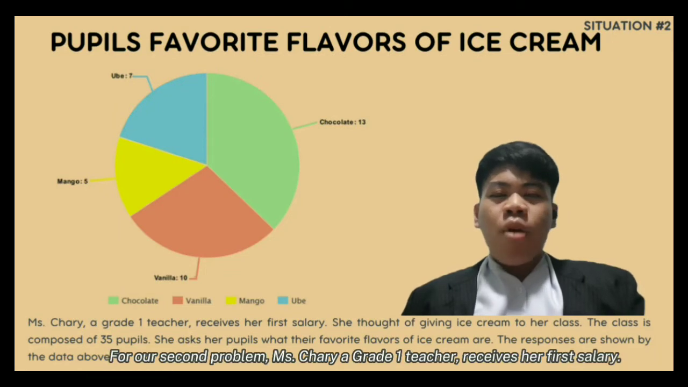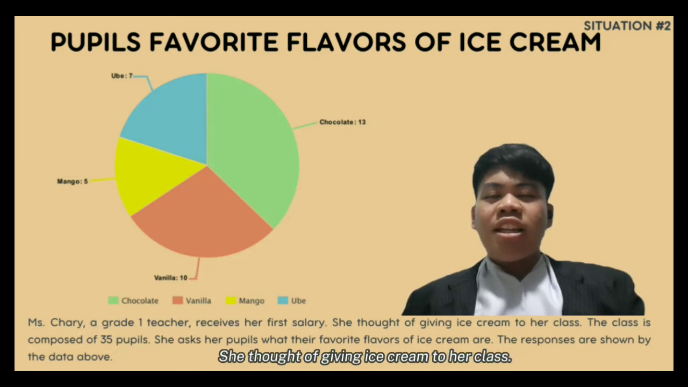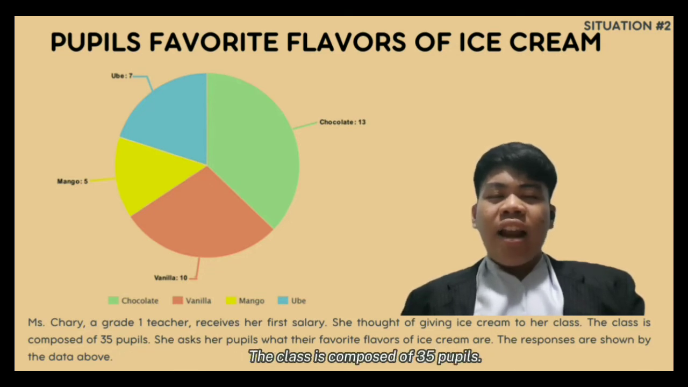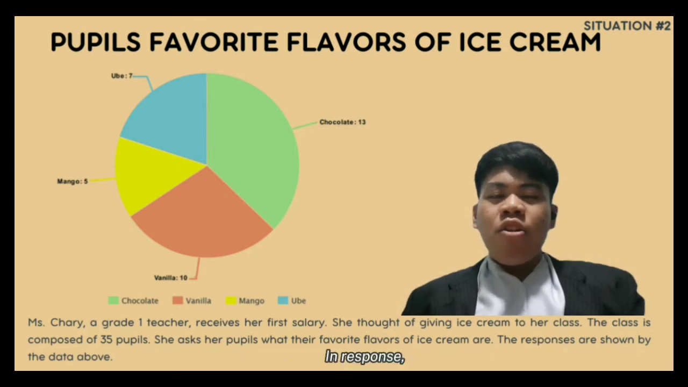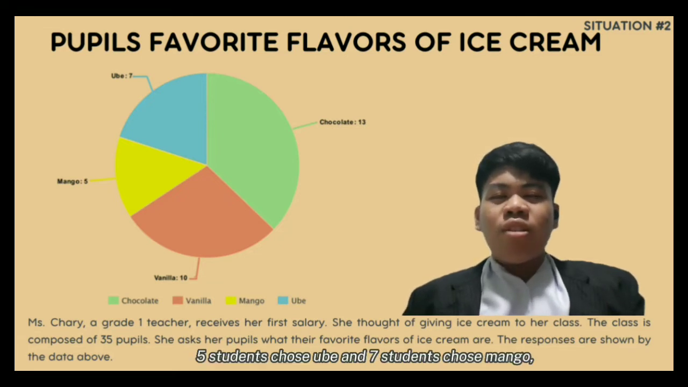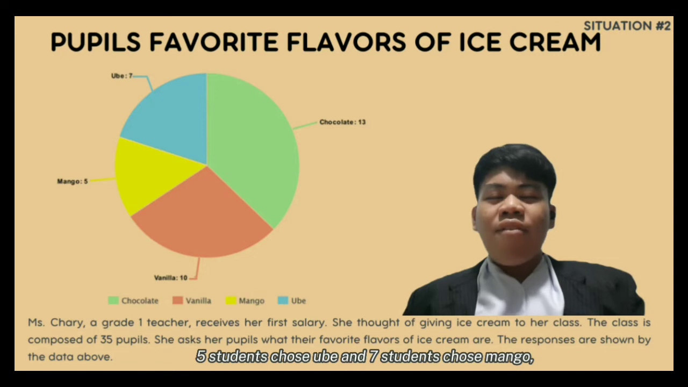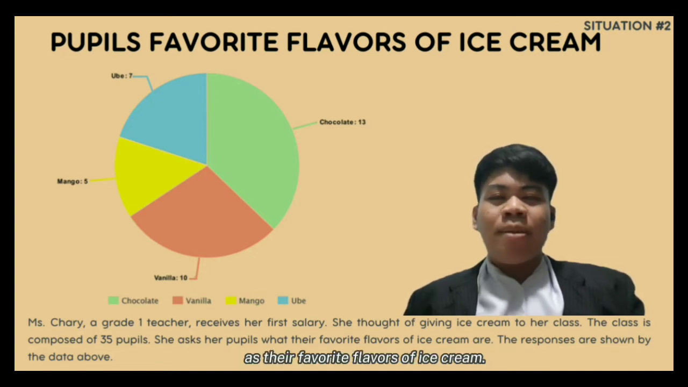For our second problem, Miss Chari, a grade 1 teacher, receives her first salary. She thought of giving ice cream to her class. The class is composed of 35 pupils. She then asks her pupils what their favorite flavors of ice cream are. In response, 13 students chose chocolate, 10 students chose vanilla, 5 students chose ube, and 7 students chose mango as their favorite flavors of ice cream.